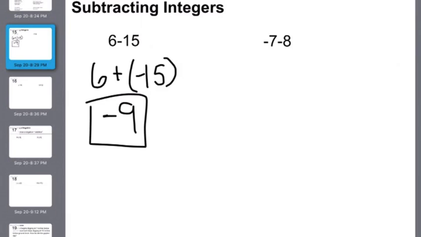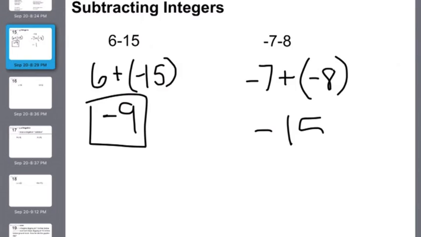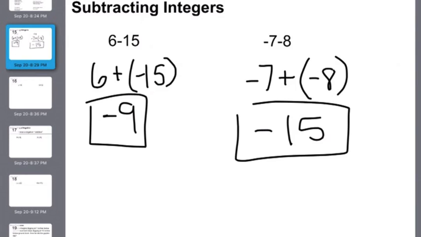Over here, negative 7 minus 8. So we have negative 7. We're going to turn our subtraction into addition and turn 8 into its inverse. And then negative 7 plus negative 8, our answer is going to be negative. And then 7 plus 8 is 15. Pretty painless.